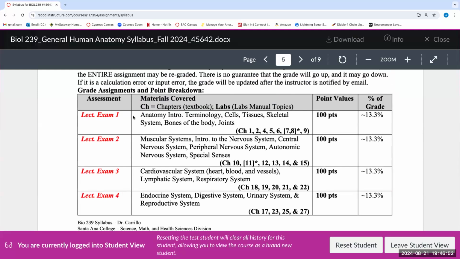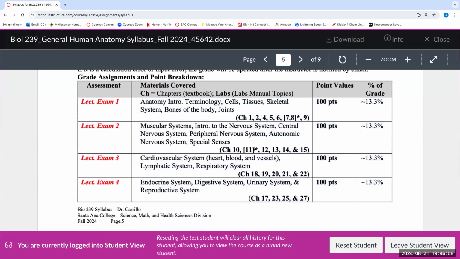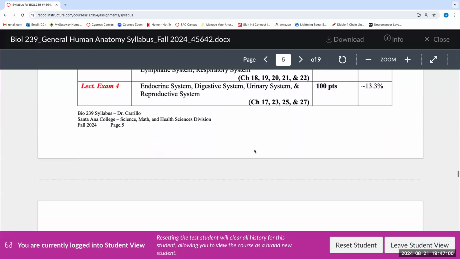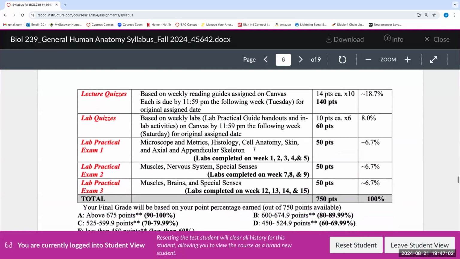Because what's on exam 1, it's right here. It's telling you what chapters, what topics. This is what this is for. So I need you to make sure you peruse this, you understand this.